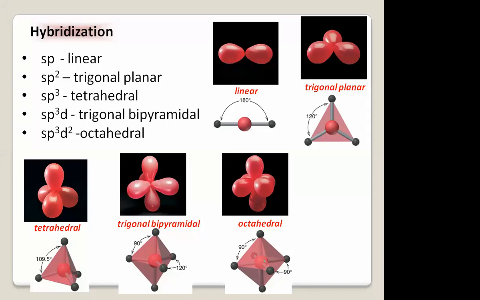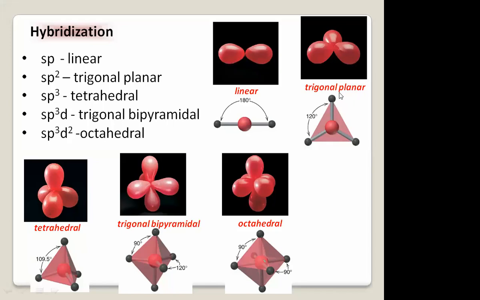Now, sp hybridization will give you a linear molecule, like you have in this case. So when you see a molecule undergo sp hybridization, it will be linear. The angle in a linear molecule is 180 degrees, so you have a 180-degree angle between the central atom and the terminal atoms.